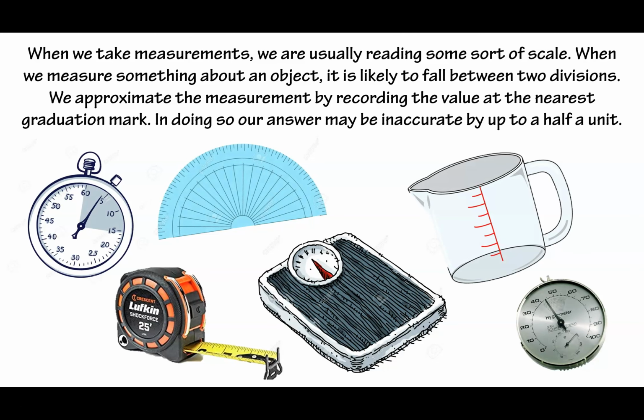When we take measurements, we're usually reading some sort of scale. When we measure something about an object, perhaps its weight or its height or color or all sorts of things, pressure, barometric pressure, is likely to fall between two divisions. And those divisions are the scales or the little graduations, those little notches on the side of your measuring device. We approximate the measurement by recording the value at the nearest graduation mark or nearest scale mark. But in doing so, our answer may be inaccurate by up to half a unit.